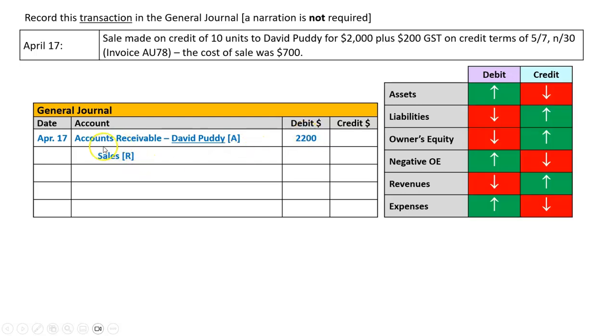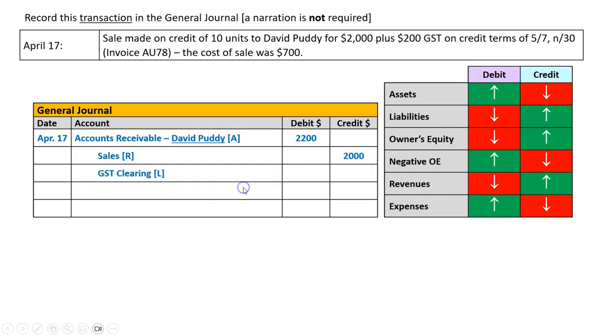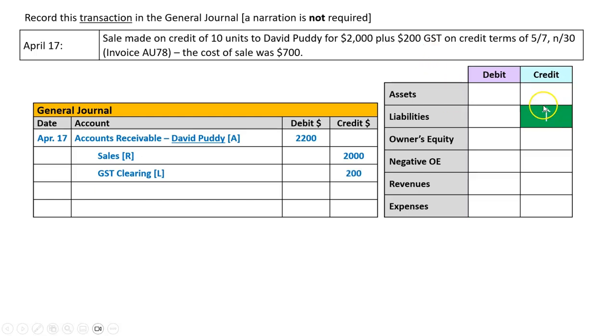The first one will be to a ledger called sales, which is a revenue. And today, because we made a sale, that revenue's going up. And when revenues go up, that's a credit. And lastly, we'll have an account called GST clearing, which is a liability. We're charging this customer GST. So we learnt when we did GST, that means our liability called GST clearing goes up. And when a liability goes up, that would be a credit. And we've got one debit matched up with two credits.